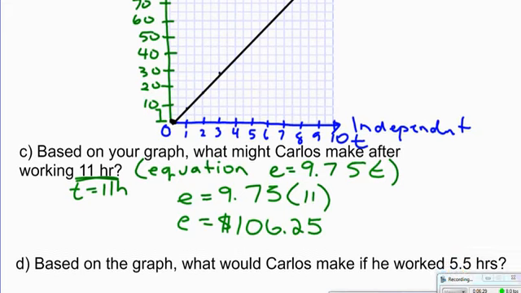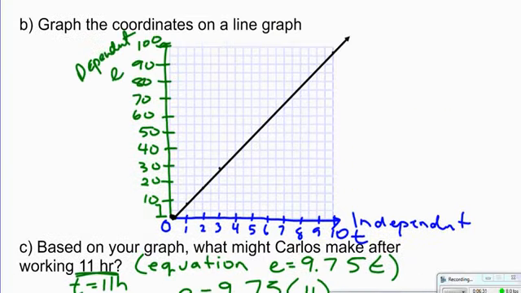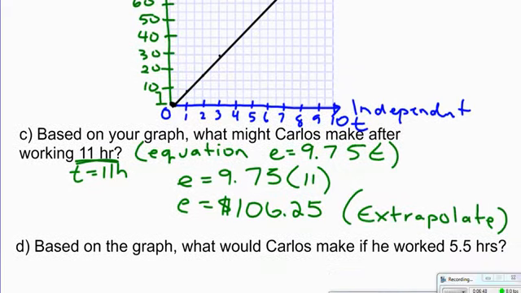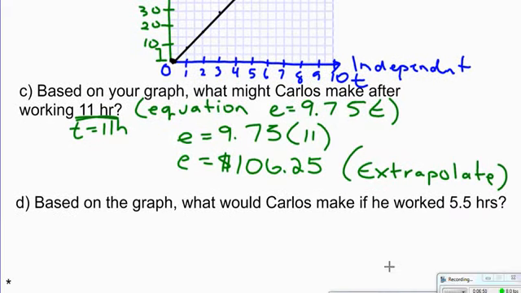And so if we were going to use our graph, this is where we would have had to extrapolate from our graph because we were going beyond our data set. But using our equation, I hope you remember from the last lesson, is the best way to find an exact value. So on the graph, what would he make if he worked 5.5 hours?